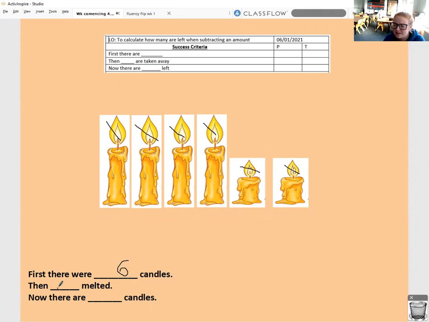How many of these candles have melted? That one looks like it's melted. So that's 1, 2. 2 candles have melted. So first there were 6, then 2 melted.